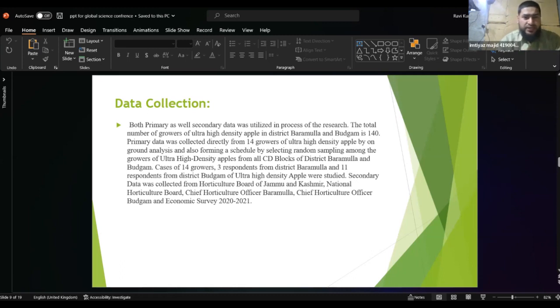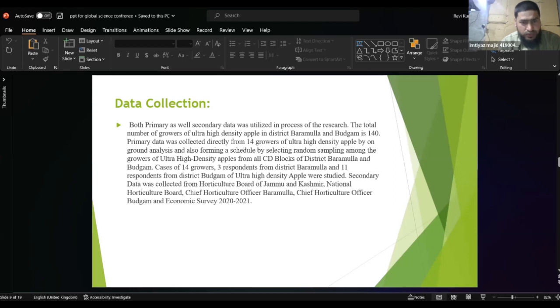Both primary and secondary data were utilized in the process of research. The total number of growers of ultra high density apple in districts Baramulla and Budgam is 140. Primary data was collected from 14 growers of ultra high density apple by on-ground analysis and also from the farming institute, by selecting random samples among the growers from all CD blocks of districts Baramulla and Budgam.